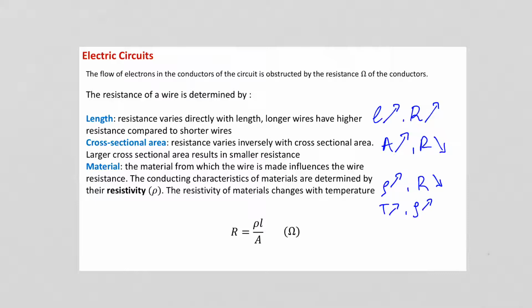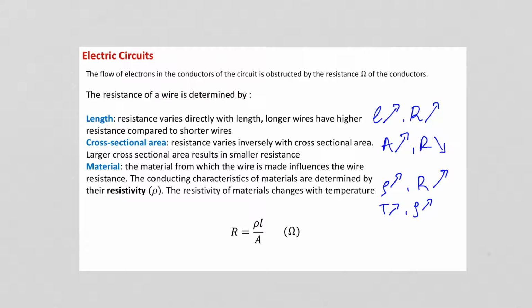And so, as the resistivity increases, the resistance will increase. As the resistivity decreases, the resistance will decrease. And the resistivity increases when the temperature of the material increases, and the resistivity decreases when the temperature of the material decreases.